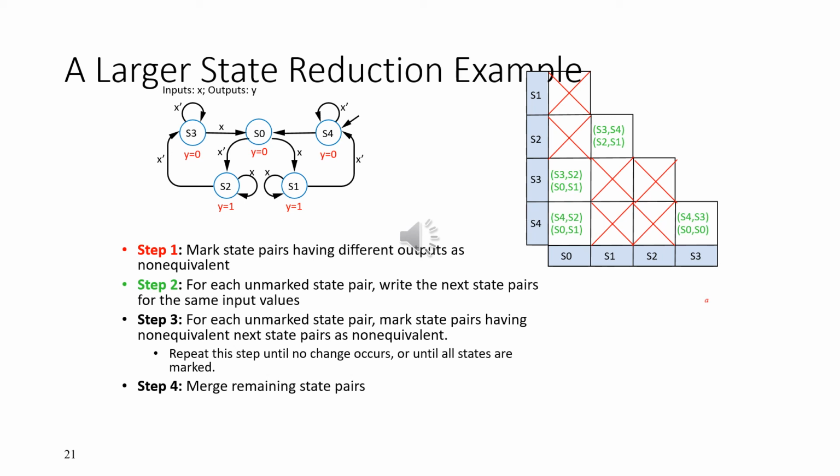So for S0 and S4, what are the next state pairs? S0 and S1, S4 and S2. For S0 and S3, we have S0, S1, S3, S2. For S1 and S2, we have S3, S4, S2, S1. And for S3 and S4, we have S0, S0, S4, S3. We have to go through one more iteration and see if any of the state pairs was previously marked cross over here. So for S0 and S4, look over here.